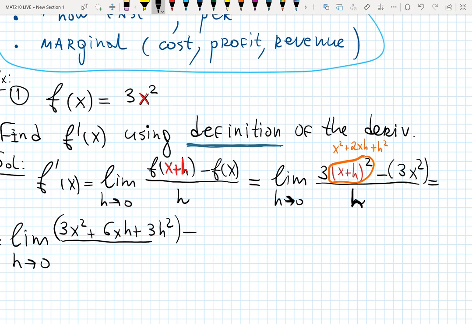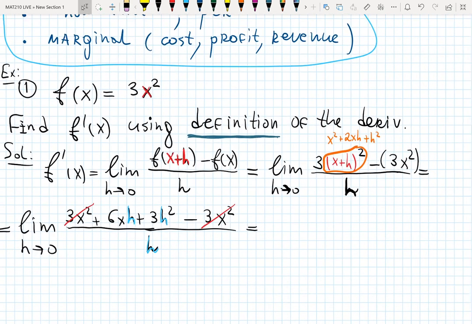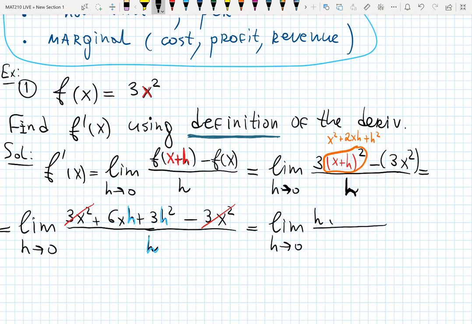Minus, maybe put parentheses for the second piece in case you need to distribute negative sign. 3x squared. Now you still have h in the denominator, but you hope that something will go away, and something should go away. 3x squared and minus 3x squared. Whatever stays now has h in it everywhere. I have h here, and h in denominator. The whole idea of finding derivative by the definition is to get rid of the bad guy at the bottom, so you want to factor out this h. Don't forget limits still everywhere. You have h at the top, factor it out.